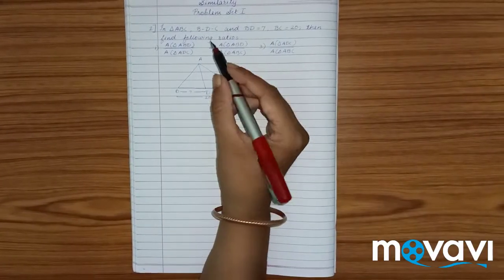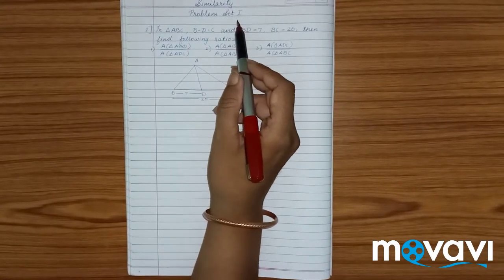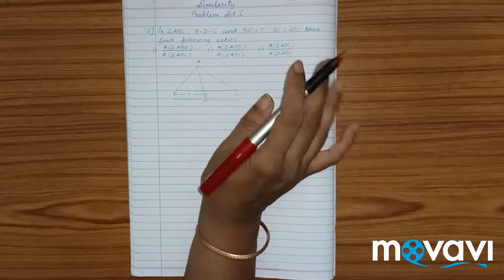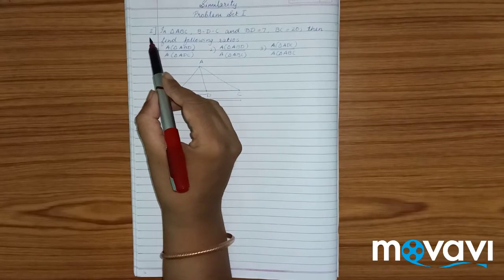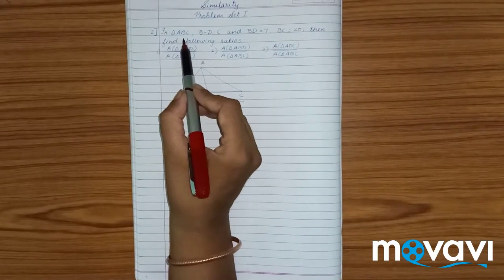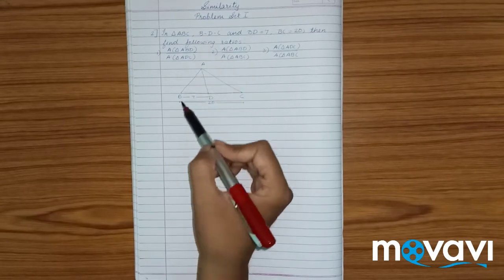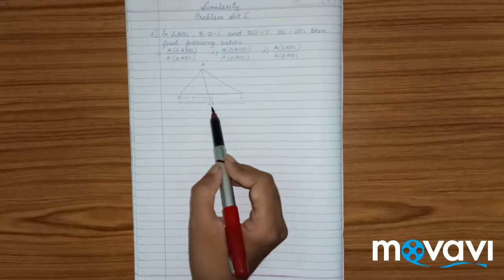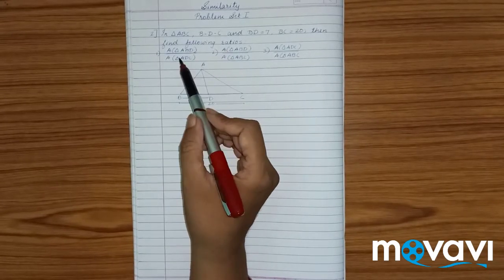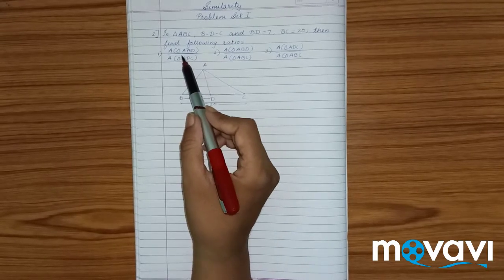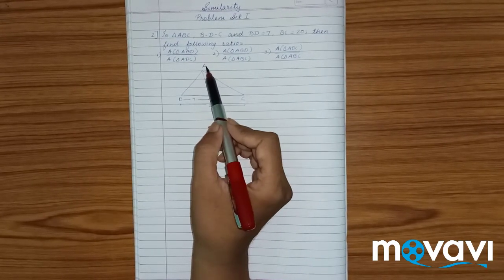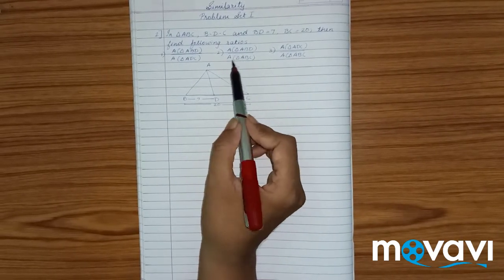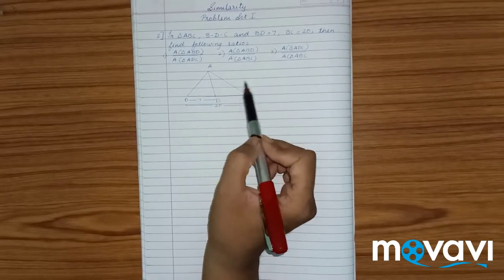So we have come on paper to solve problem set number 1. Question number 1 is an MCQ question. You are going to solve it on your own. So let's begin with question number 2. In triangle ABC, D lies in between B and C, and BD is given as 7, BC is given as 20. Then find the following ratios and see how the ratios have been given. Area of triangle ABD upon area of triangle ADC. Then area of triangle ABD upon ABC.